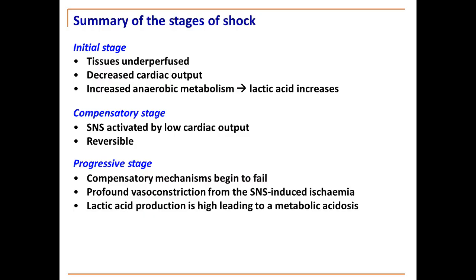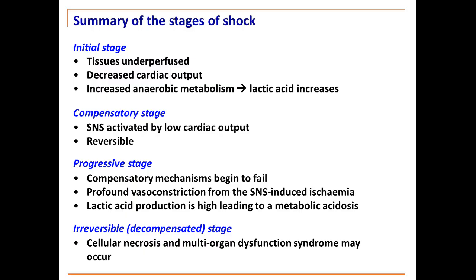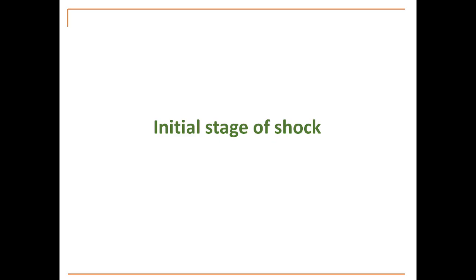We then move into what's called the progressive stage. So we've gone through the initial stage, then the compensatory stage. Now we're going progressive. This is where your compensatory mechanisms begin to fail. In other words, they can't fully compensate and they're struggling. You get profound vasoconstriction from the sympathetic nervous system, inducing ischemia, and you start to get lactic acid production at very high levels, leading to a metabolic acidosis. And then when you get to the irreversible or decompensated stage, you're starting to get cellular necrosis, so cell death. Multi-organ dysfunction syndrome may also occur at this stage. So now we're going to go through each of those stages in turn.